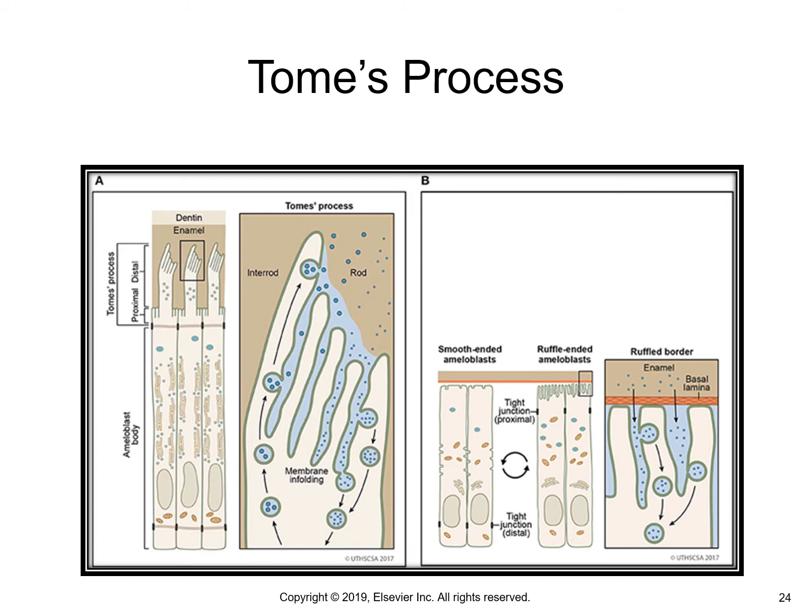more intricately. We've got smooth-ended ameloblasts and ruffled-ended ameloblasts with those tight junctions in between the cells that we spoke of. The ruffled border just increases surface area of those ameloblasts.